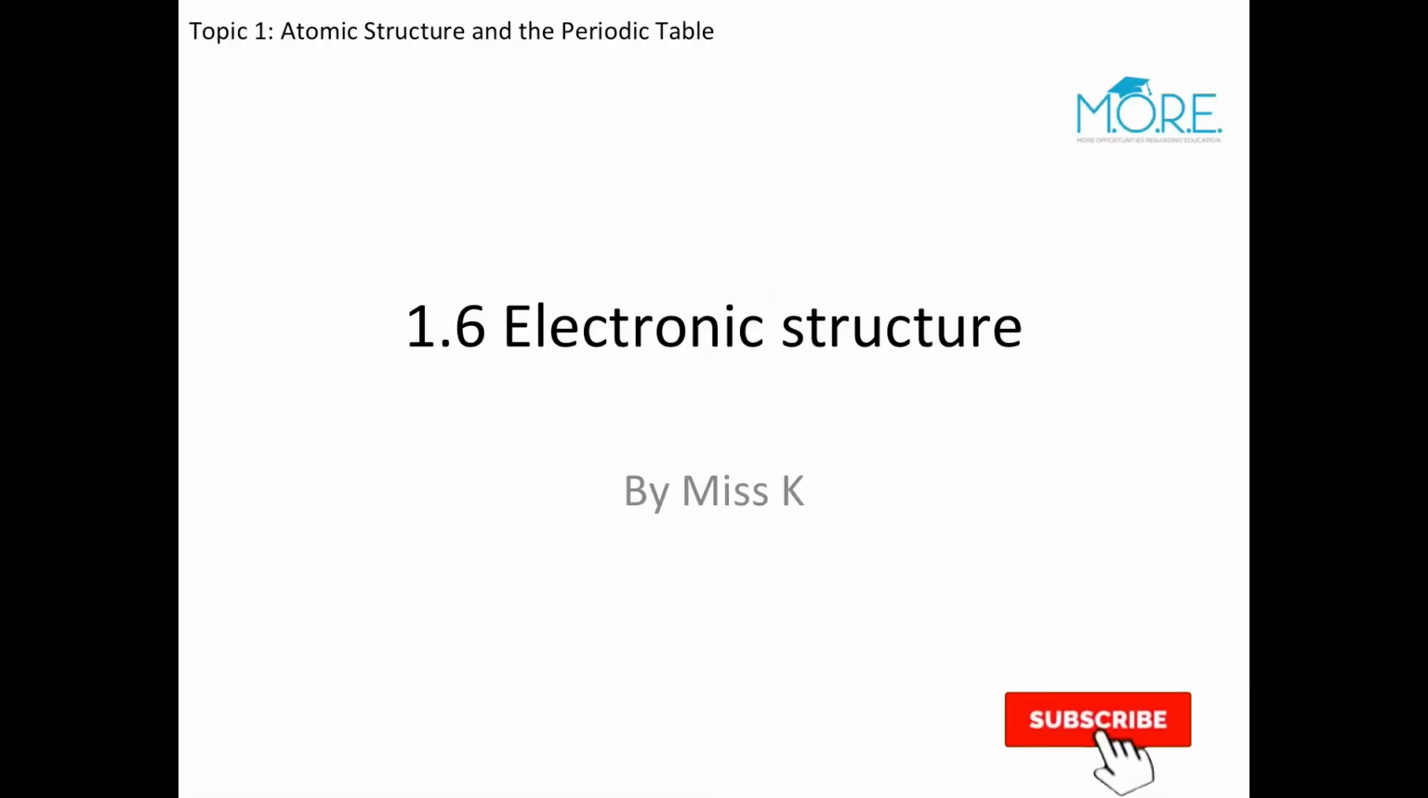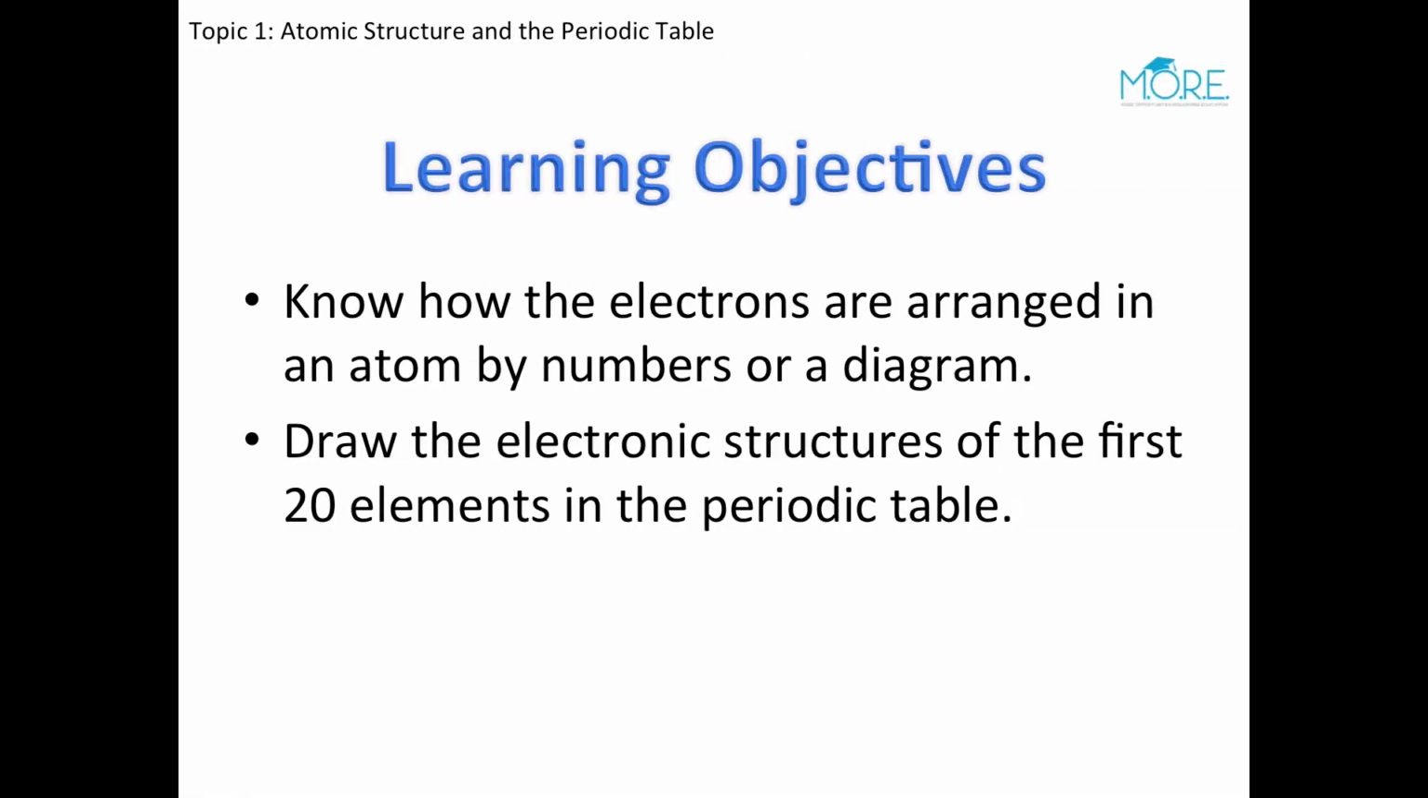In today's lesson we're going to be looking at electronic structure. The learning objectives are to know how the electrons are arranged in an atom by numbers or a diagram, and draw the electronic structures of the first 20 elements in the periodic table.